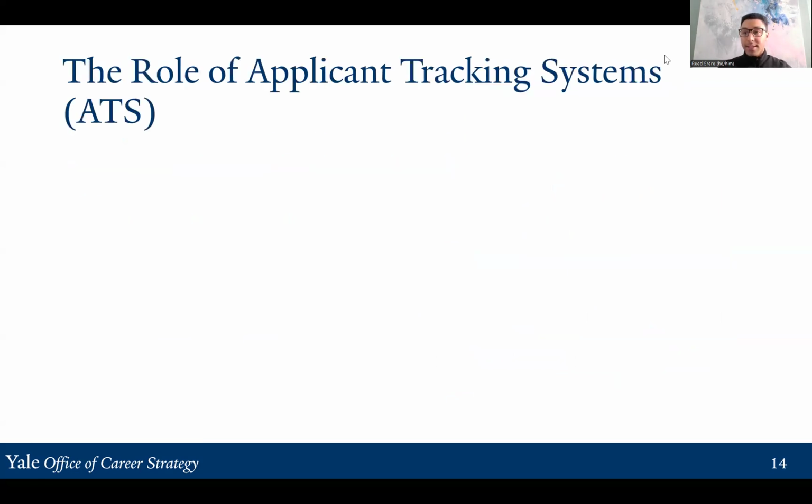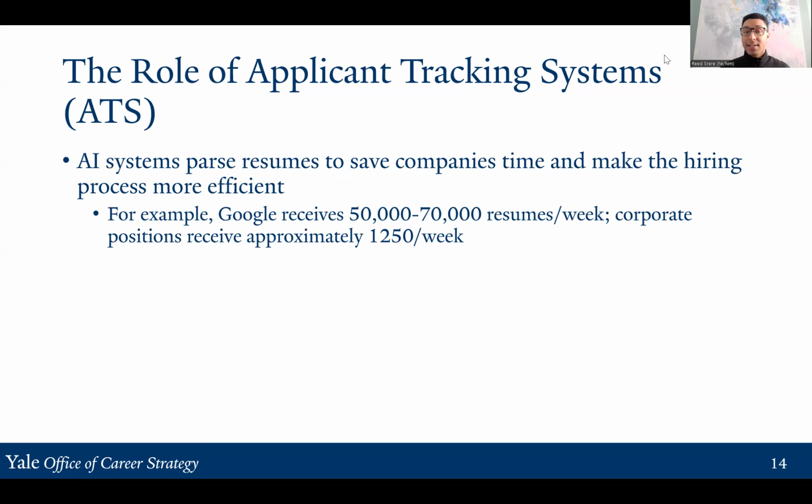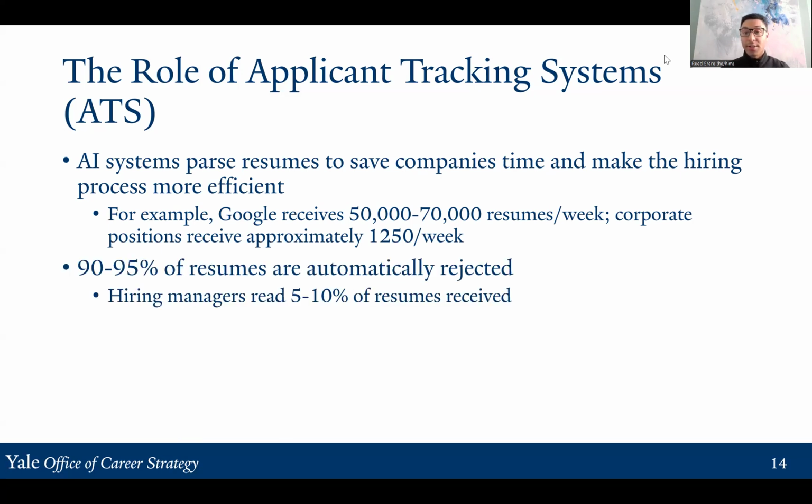All right, let's talk a little bit about applicant tracking systems. What are they? They are AI systems that parse through resumes to save companies time and make hiring processes more efficient. Google, for example, receives an astronomical number of resumes per week. Corporate positions receive an incredible amount as well. The vast majority of these resumes are automatically rejected. Hiring managers receive a small fraction, 5 to 10% of them, and actually read them.